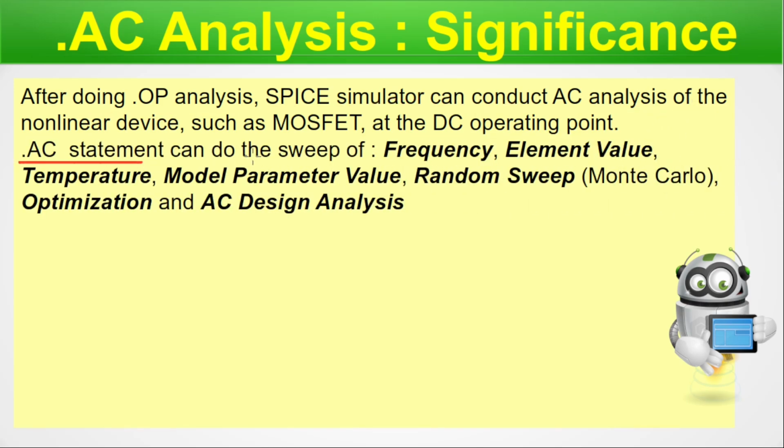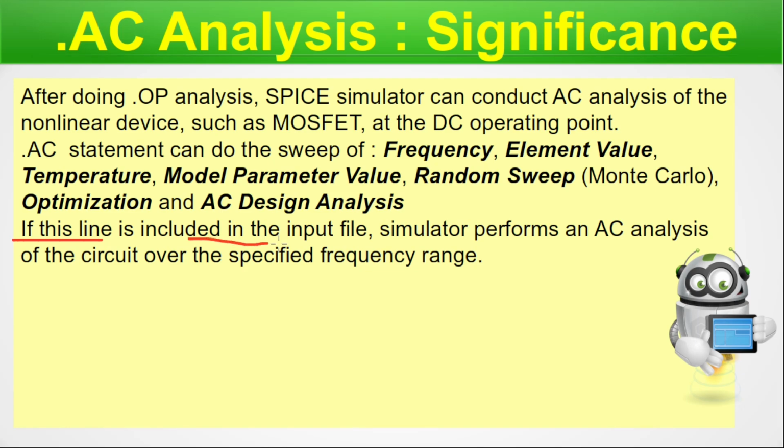The .AC statement can do the sweep of multiple things containing frequency, element value, temperature, model parameter value, and random sweeps such as Monte Carlo, optimization, and AC design analysis. So all this sort of thing is taken care of by the .AC statement. Don't worry, we'll have examples for multiple things. There you will understand the significance.